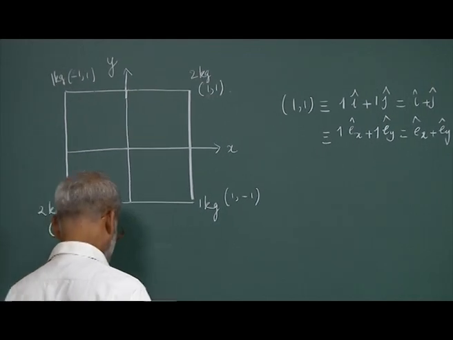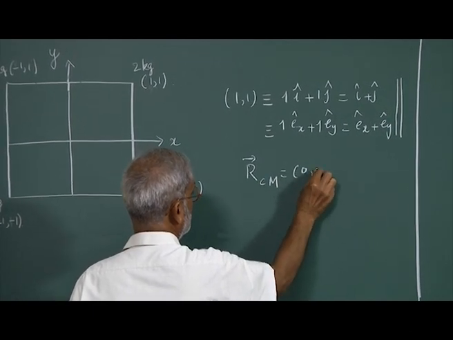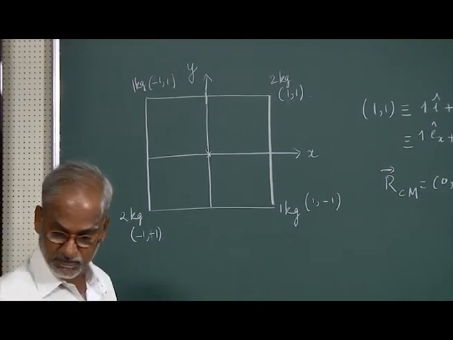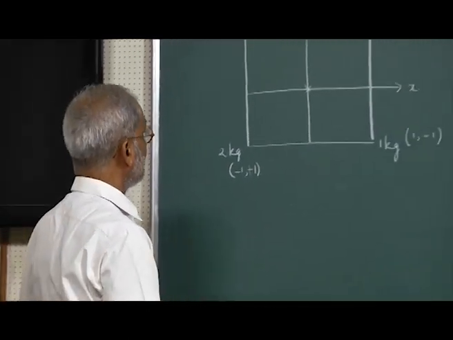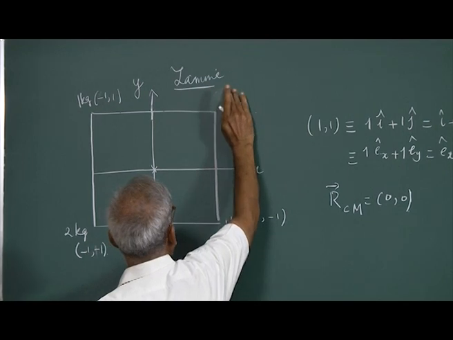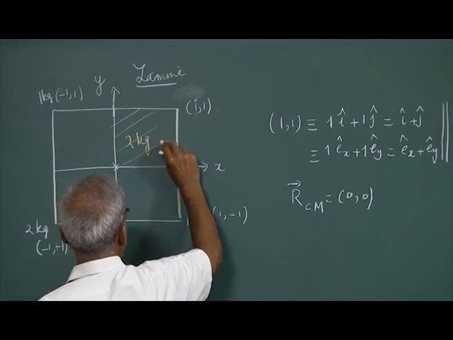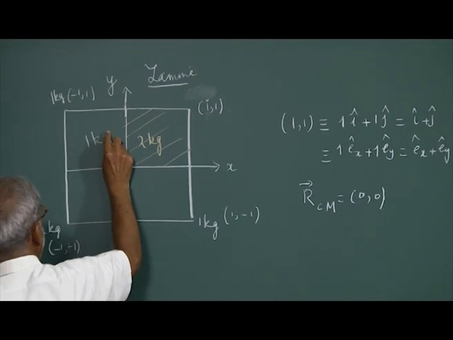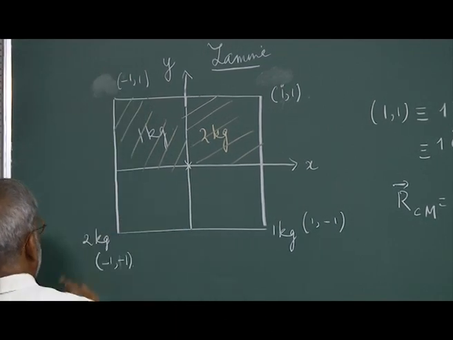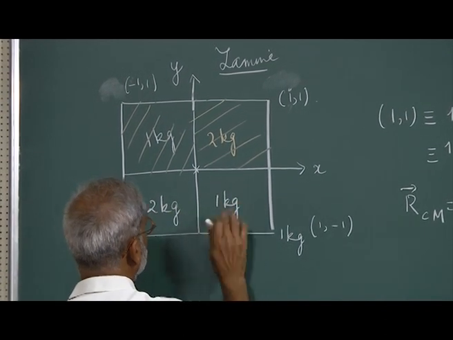We did this problem and then we got the center of mass as 0 comma 0, that means it is at the origin. After that we changed the problem. The changed problem is like this. Suppose it is a lamina, this is the second one, where this portion has 2 kilograms as weight, and this portion has 1 kilogram as weight, but it is a lamina of uniform thickness. Okay, this is 2 kilograms, this is 1 kilogram, this is 1 kilogram.